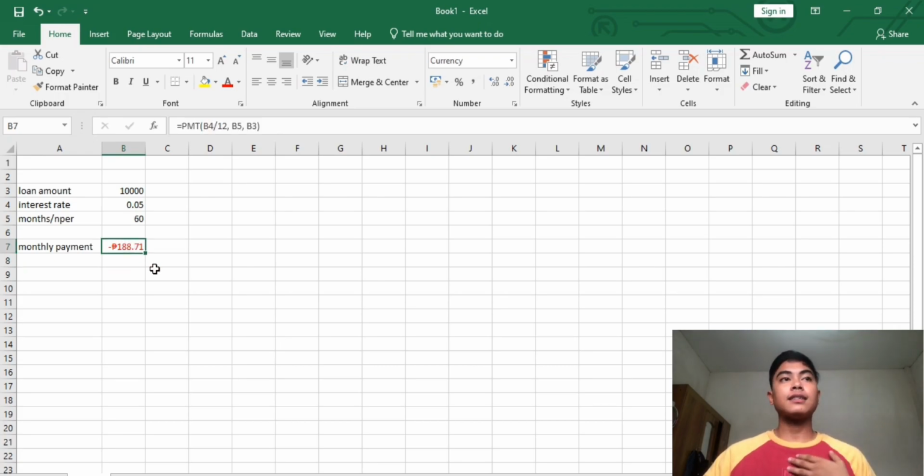So again, it is negative because negative stands for an outflow or a decrease, which is what we always do when we pay loans. We decrease our cash. So that's it.